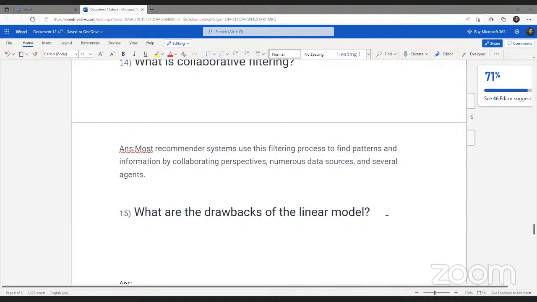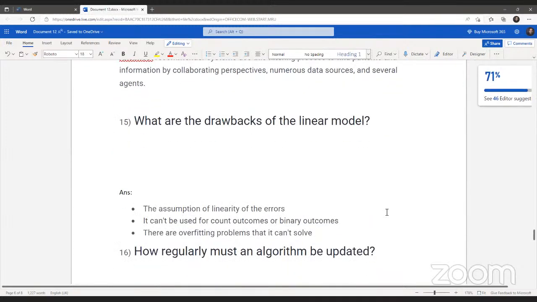Yeah, as we look into the drawbacks of linear models: the assumption of linearity of the errors, it cannot be used for count outcomes or binary outcomes, and there are overfitting problems which can't be solved. These were the few major drawbacks of the linear model. As we jump into the next question, how regularly must an algorithm be updated?